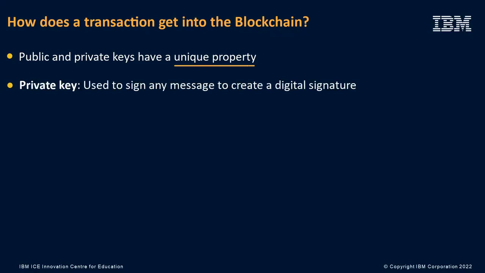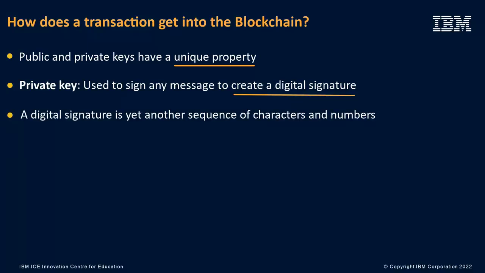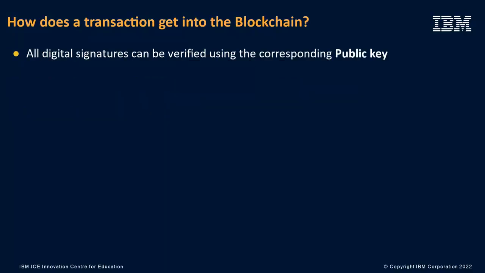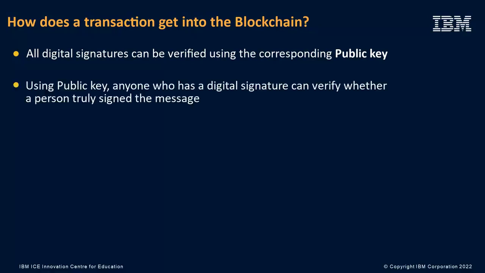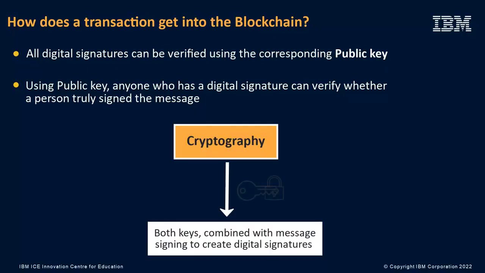The private key can be used to sign any message to create a digital signature. A digital signature is yet another sequence of characters and numbers. But there's a catch. All digital signatures can be verified using the corresponding public key. This means anyone who has a digital signature can verify whether a person truly signed the message using the signer's public key. These keys, combined with message signing to create digital signatures, can be called the cryptography in blockchains.